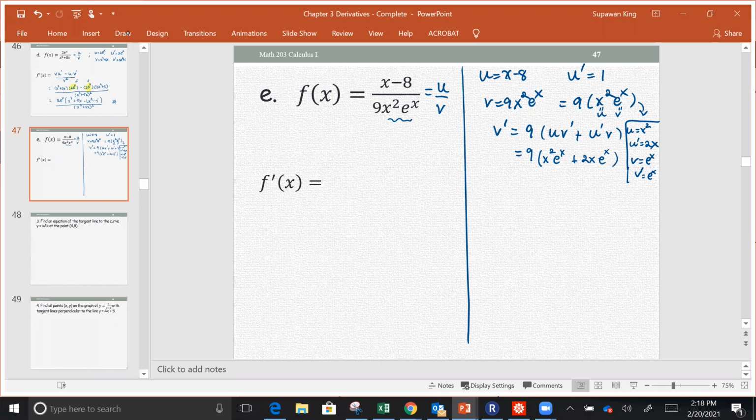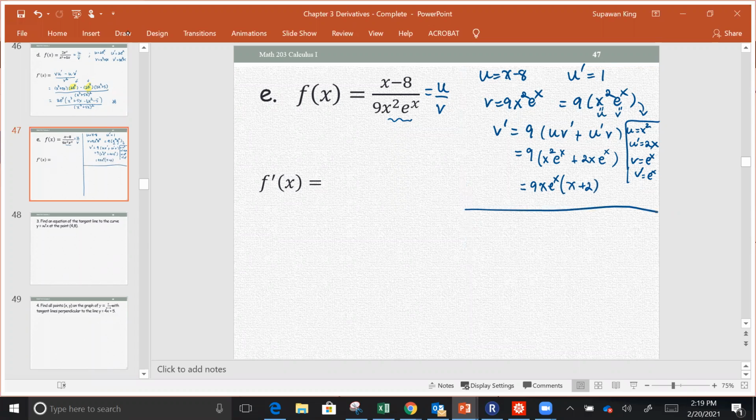Now the v prime has a common factor, e to the x and x. So pull them out. So 9 times x e to the x, and then in the parentheses, we have x plus 2. Leave this on the side.